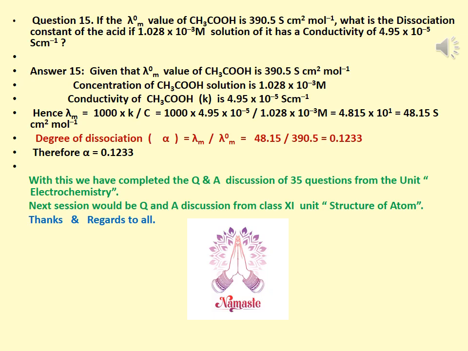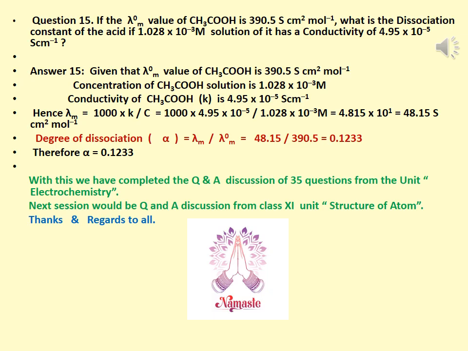Siemens per centimeter. So, lambda naught value is given, kappa is given, concentration is given. You need to calculate the molar conductivity of acetic acid at the given concentration. Lambda naught m value is already given as 390.5 Siemens centimeter square per mole. Now, we need to calculate lambda m. Why? Because we know that degree of dissociation alpha is the fraction of the electrolyte which is dissociated.